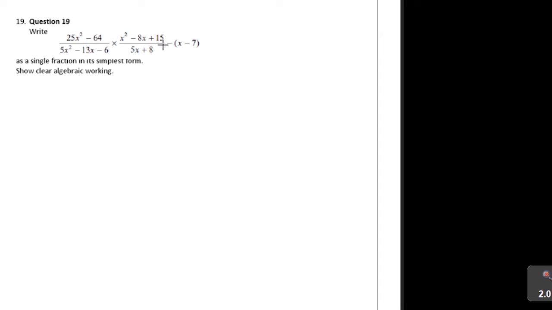They are asking to write this algebraic fraction as a single fraction in simplest form. What you should understand here is when we factorize these numerators and denominators, there will be many terms that are going to cancel off. Let's look at one by one here.